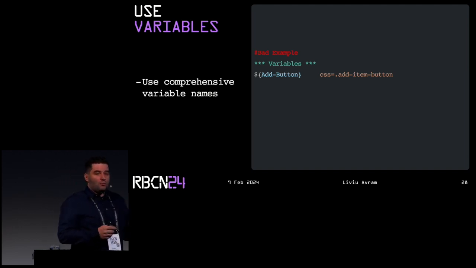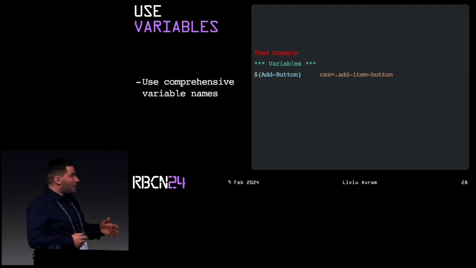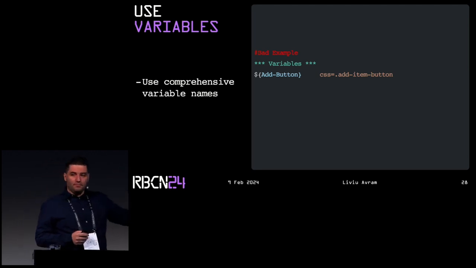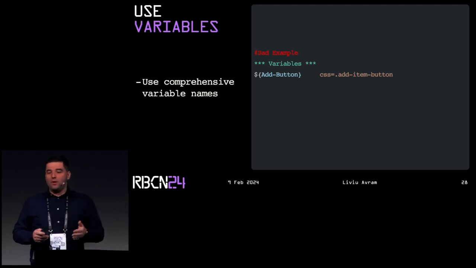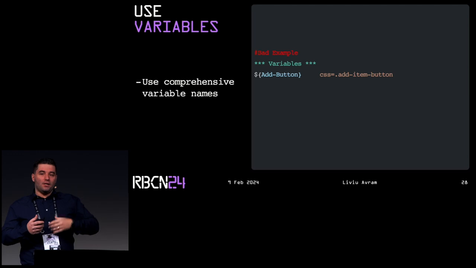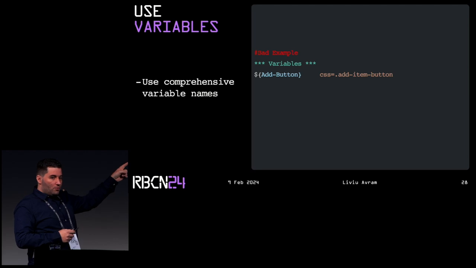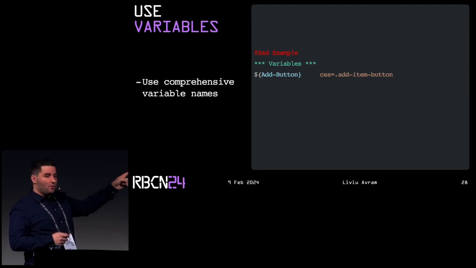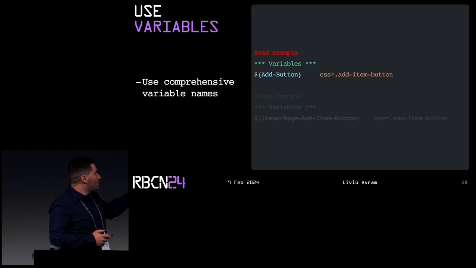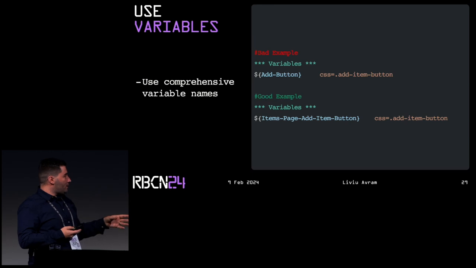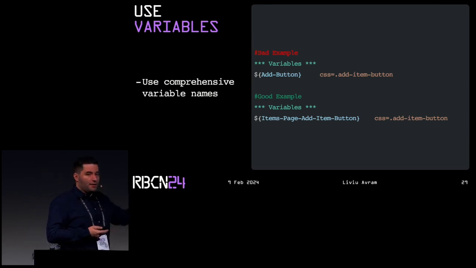Next, you should use comprehensive names for variables. What's bad about this example here is that it's very generic. And I promise you that once your project begins to grow and you start splitting resources and tests and suites and so on, you won't know what that locator is for, what button, and what it does. So a better alternative in this case, and this is my pattern that I use, is use the location of that element, in this case, item page. I know that is a button, and it is a button to add an item.